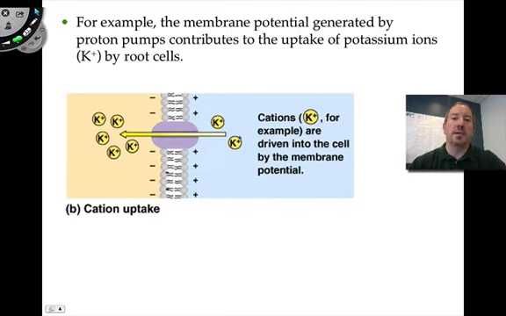Cations, for example potassium, are then drawn in. Now, they don't go through the same proton pump, but they go through their own potassium transport protein, but they're more readily drawn into a root because they're attracted to the negative charge. So the electrochemical gradient helps cation uptake. That's the answer, helps cation uptake.